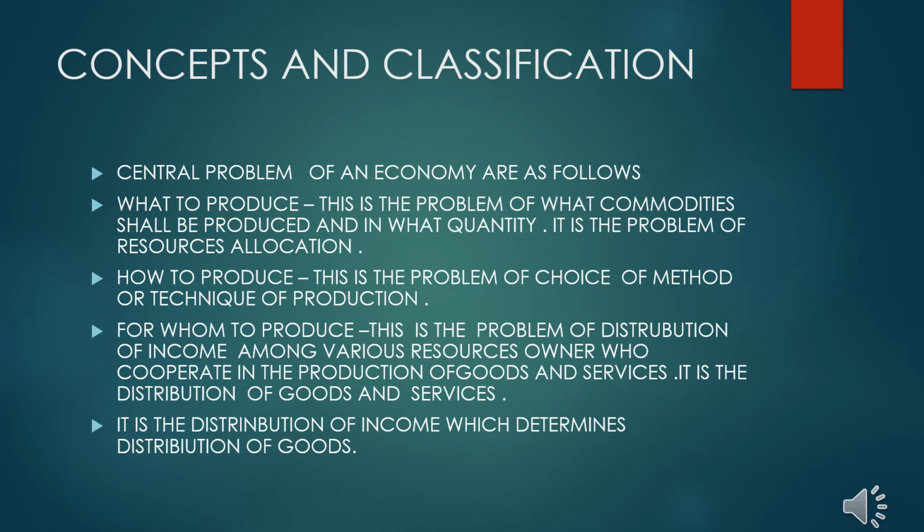Now let us discuss the central problems of an economy, which are as follows. The first problem is what to produce. This is a problem of what commodities shall be produced and in what quantity. It is a problem of resource allocation. As I said earlier, resource allocation is very important to resolve the problem faced by an economy. It is very essential to utilize the resources in a good manner so that it may resolve the issue of what to produce and give us a complete solution for this problem.